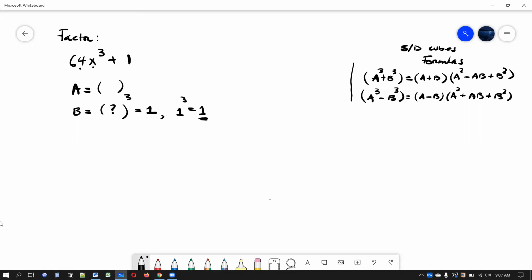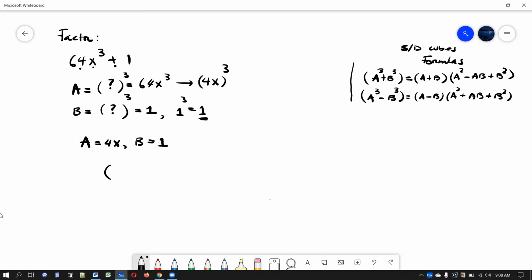A is going to be a number and a variable that I cube and I get 64x cubed. All right, so obviously it's 4x, because 4 cubed is 64, x cubed is x cubed. So I found that my A is 4x, my B is 1. This is sum of cubes, so I am going to apply the first formula. And once I have A and B, I can go ahead and do it.